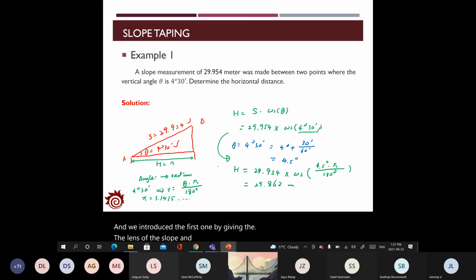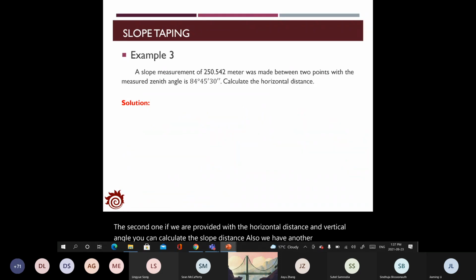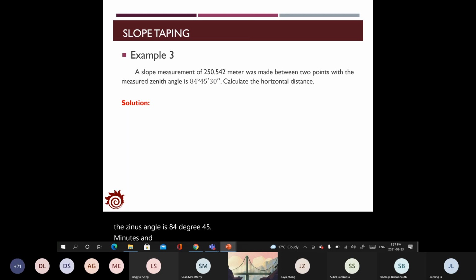You can calculate the horizontal distance. The second one, if you are provided with the horizontal distance and the vertical angle, you can calculate the slope distance. Also, we have another one, a little bit complicated. Say that if the slope is measured as 250.542 meters, and we know the zenith angle is 84 degrees 45 minutes and 30 seconds. What's the horizontal distance?